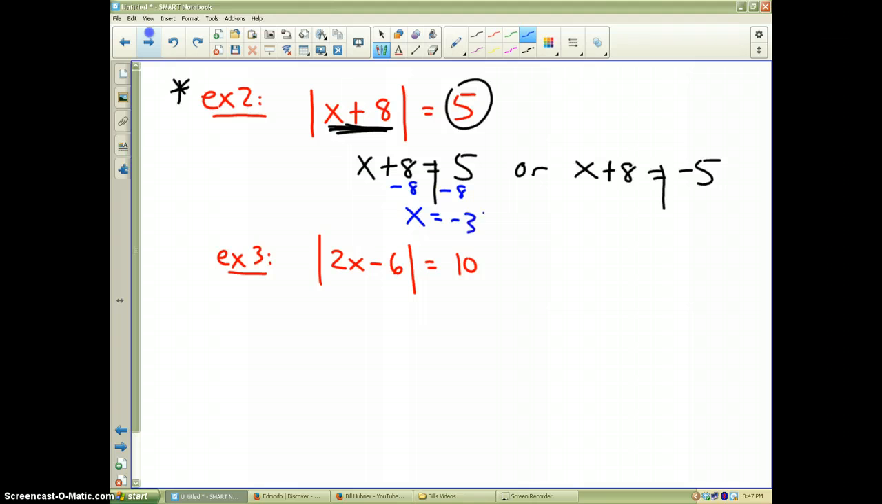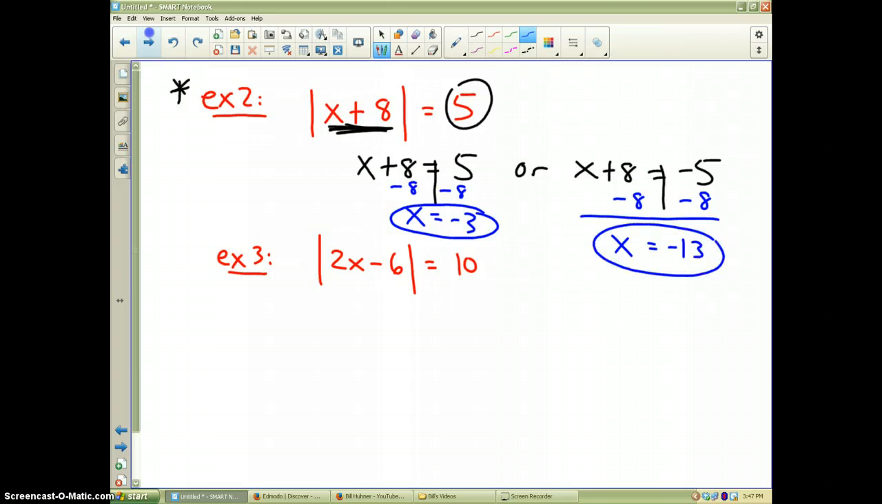So here I get x is equal to negative 3. And here I'm going to minus 8 to both sides, and I get x is equal to negative 13. Now let's double check that. Let's say I put negative 3 in there. Well, we know negative 3 plus 8 is equal to 5, and the absolute value of 5 is 5.